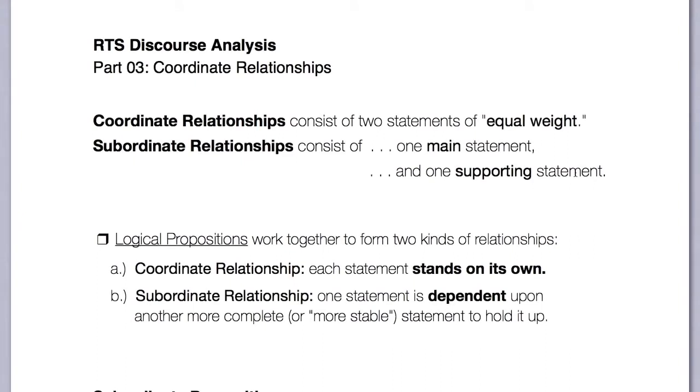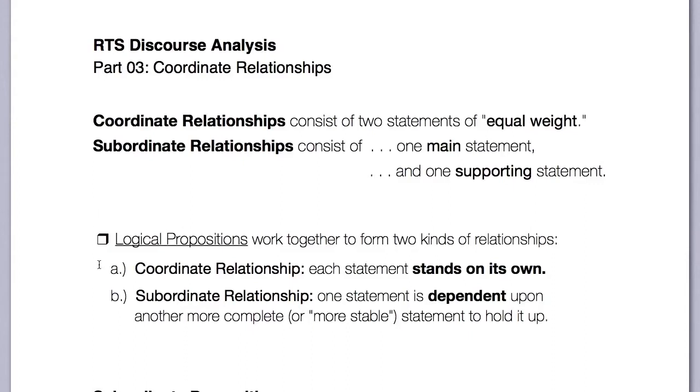Welcome to part 3 of our discourse analysis series, or should I call it a progression, as we'll see in just a moment. Today we're going to be talking about coordinate relationships, in which you'll see two statements of relatively equal weight, as opposed to subordinate relationships, in which you'll see one main proposition and one kind of supporting or subordinate proposition that goes with it. So these logical propositions that we've been working on locating and separating are going to work together to form two different kinds of logical relationships.